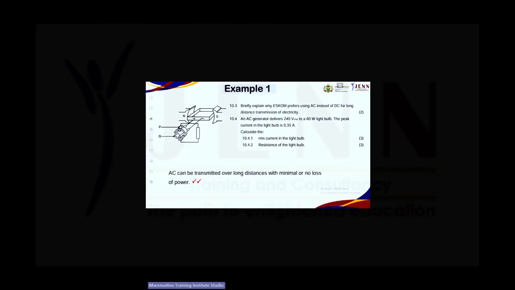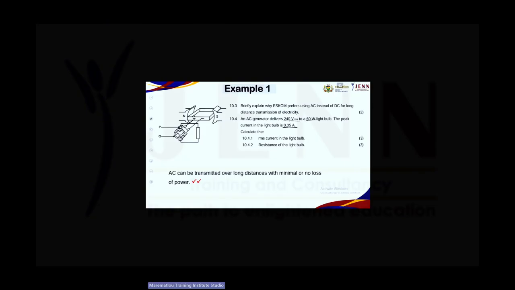Then by question 10.4, look now at what they give you. They say an AC generator delivers 240 RMS to a 60-watt light bulb. The peak current in the light bulb is 0.35 ampere. Then they ask, calculate the RMS current in the light bulb.